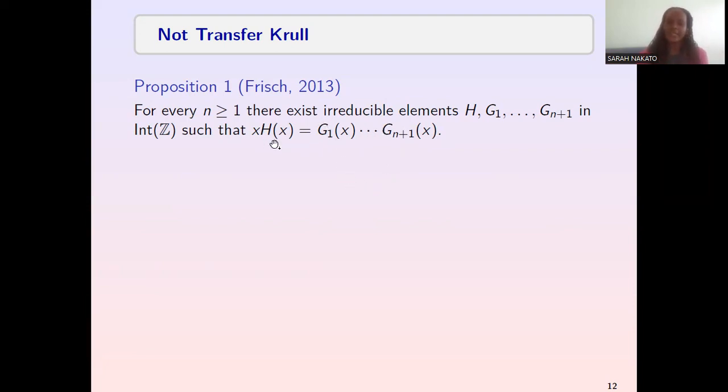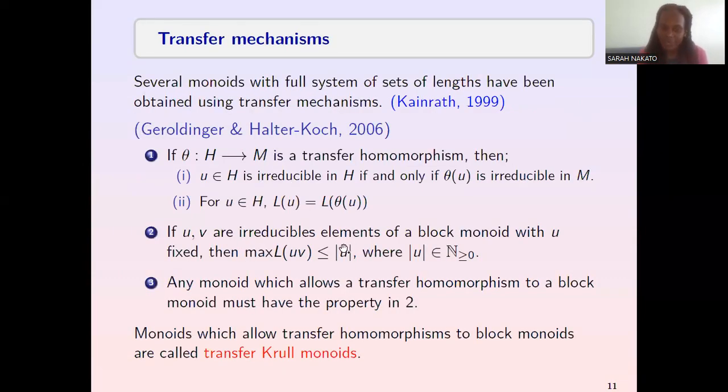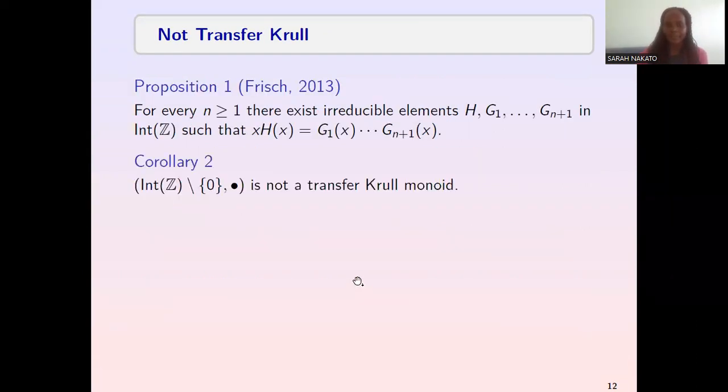What does it mean? This property means that the multiplicative monoid of Int(C), in other words, the non-zero elements of Int(C) under multiplication, is not a transfer monoid, because the property for block monoids, where the length of the longest factorization is bounded by something that depends on what is fixed, is violated in Int(C). So the multiplicative monoid of Int(C) is not a transfer monoid.